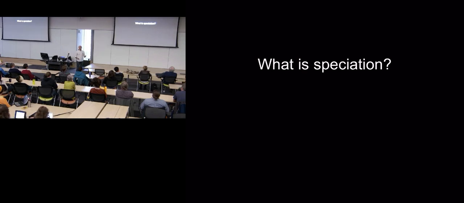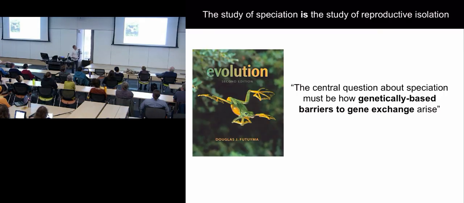And if we want to think about a textbook definition of speciation and how we study speciation, we can go to this typical widely used textbook for evolutionary biology. This is Futuyma. And Futuyma defines the central question in speciation as, "the central question in speciation must be how genetically based barriers to gene exchange arise."